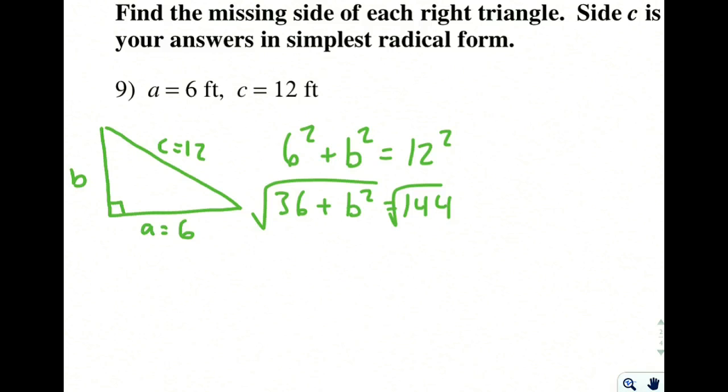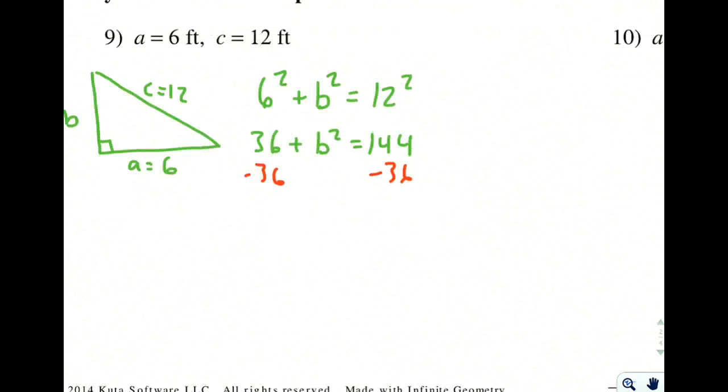So let's get rid of that. Go one more step and subtract 36 from both sides. And that's going to leave us with 108 equal to b squared. Now we need to square root both sides, and when we do that, that's going to cancel out the square, leaving just b alone on the left. On the right side we have root 108.